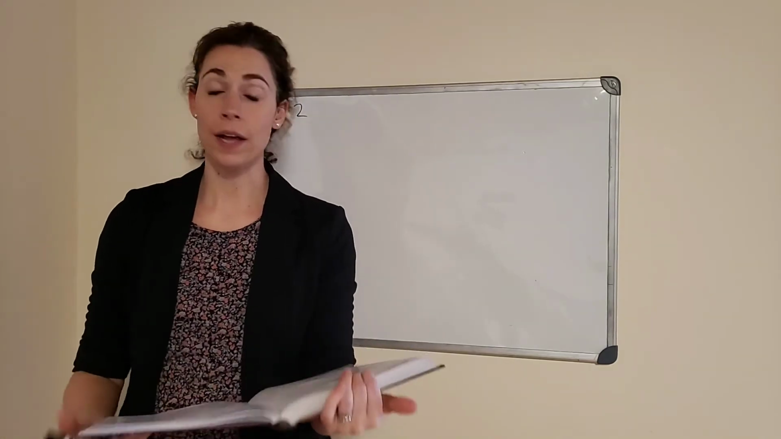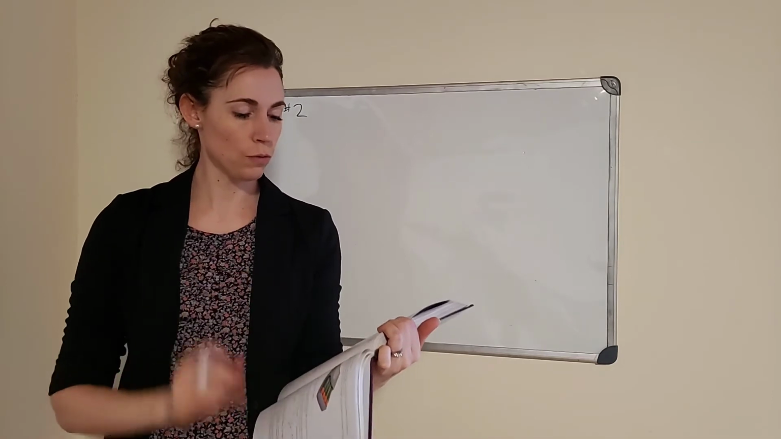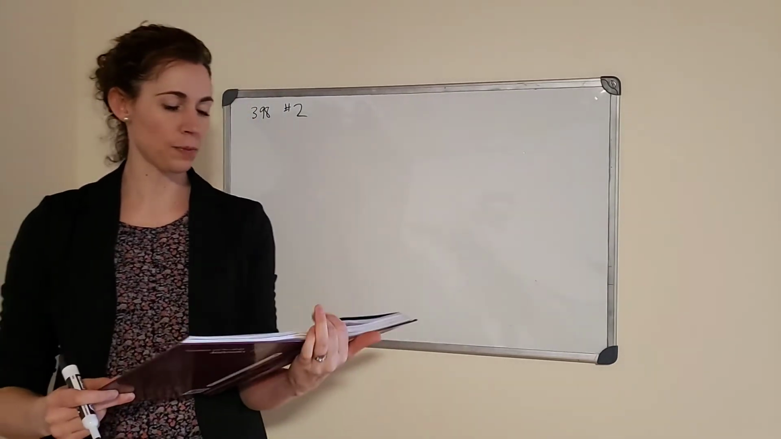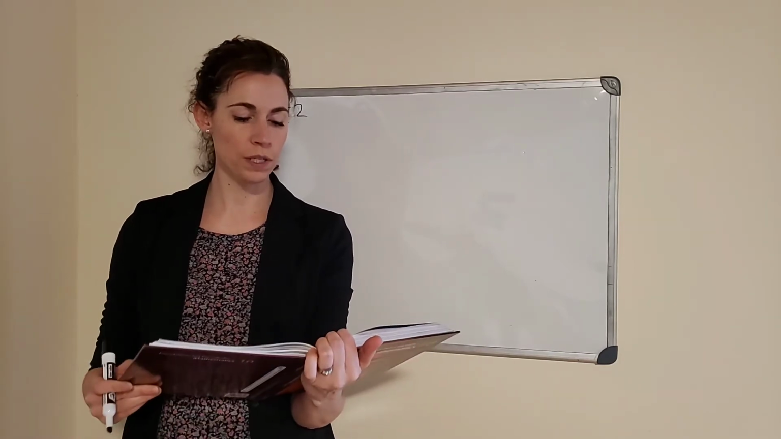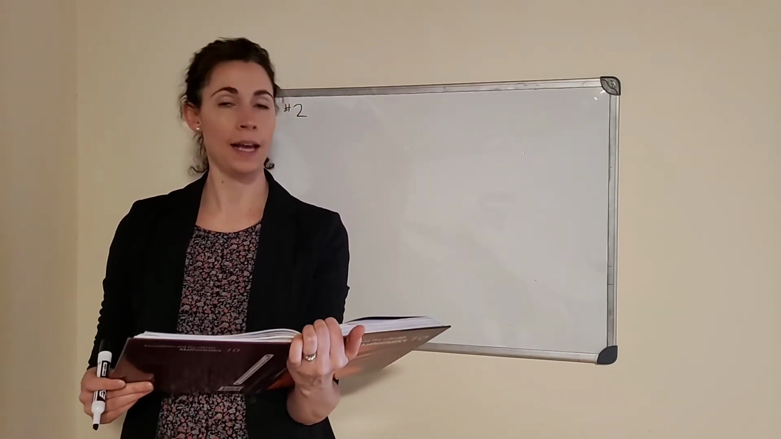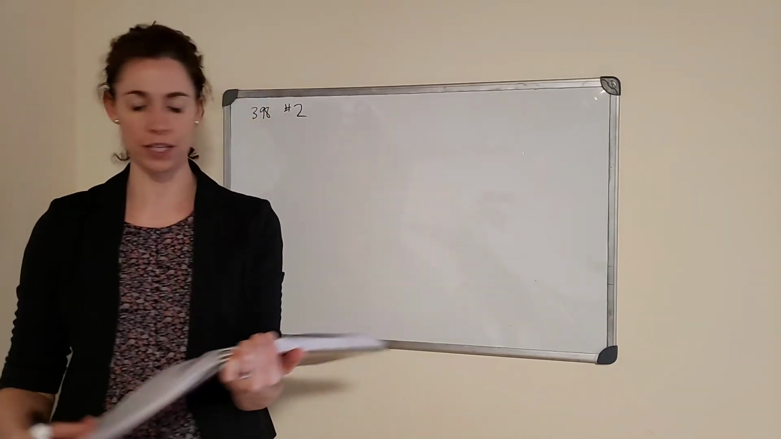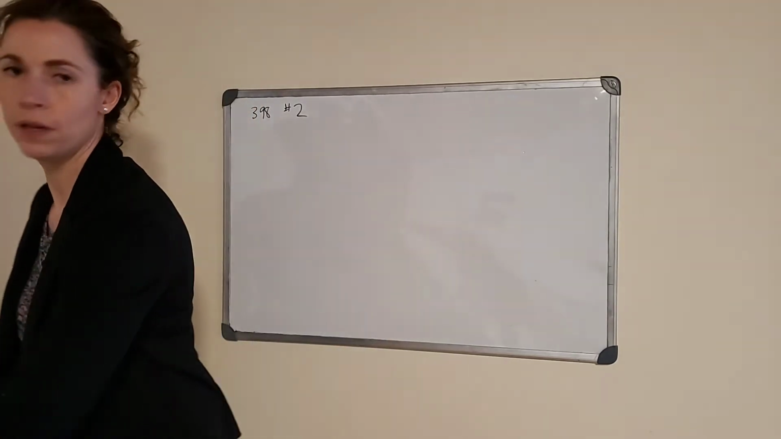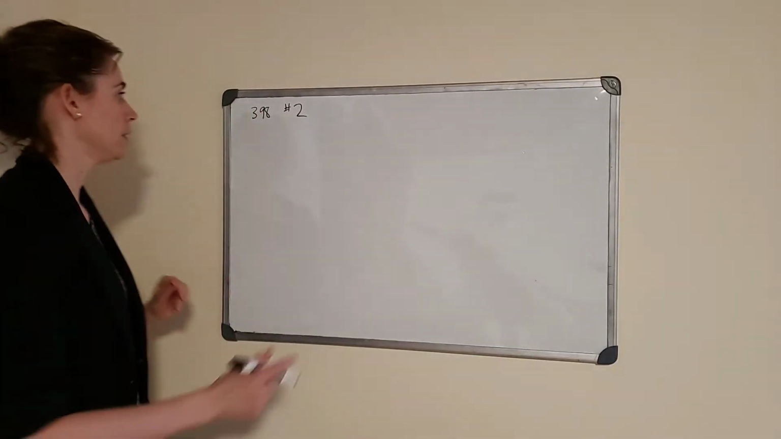Okay, number 2. Create a linear system to model this situation. A school raised $140 by collecting 2,000 cans and glass bottles for recycling. The school received 5 cents for a can and 10 cents for a bottle. Okay, they want us to create a linear system. So what is a linear system? 2 linear equations. So we know from that information we need to get 2 linear equations.